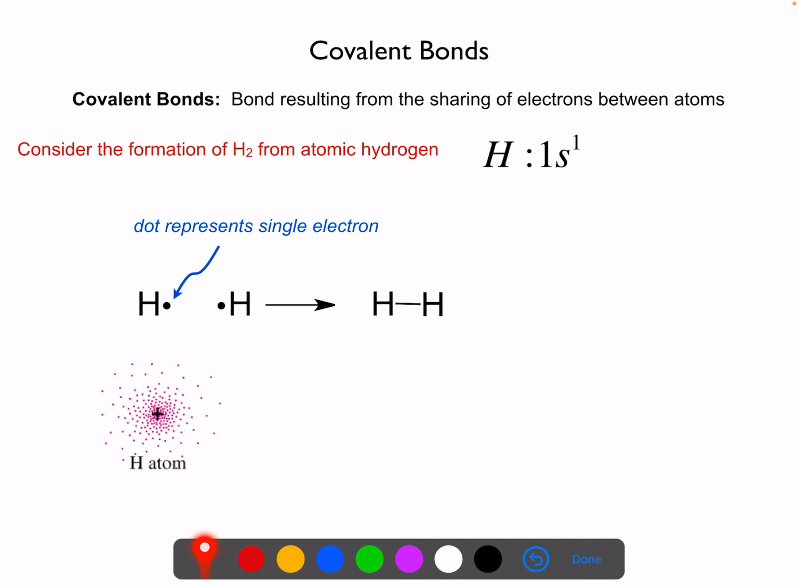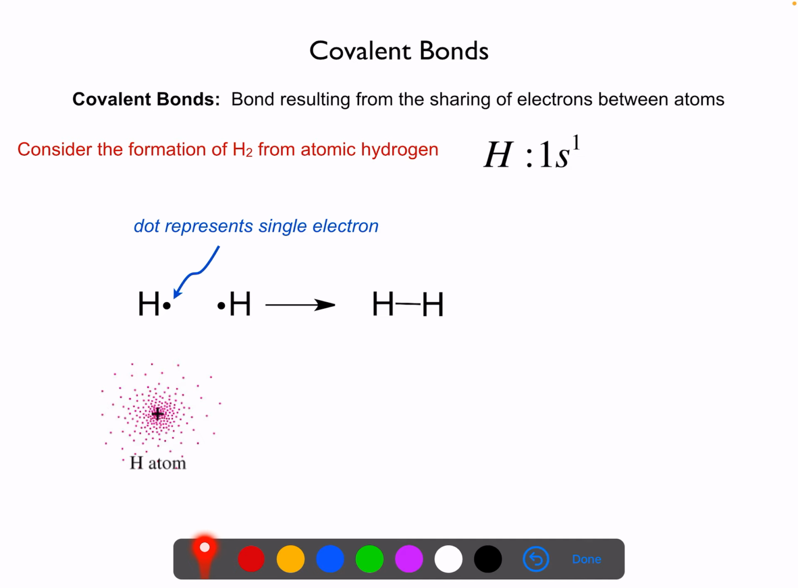If we bring a second hydrogen atom together, another H dot, we have H dot and H dot. In our final product, we're going to represent the bond, the shared pair of electrons, as a solid line. Anytime you see a line connecting atoms, that represents a covalent bond, and it represents two electrons.